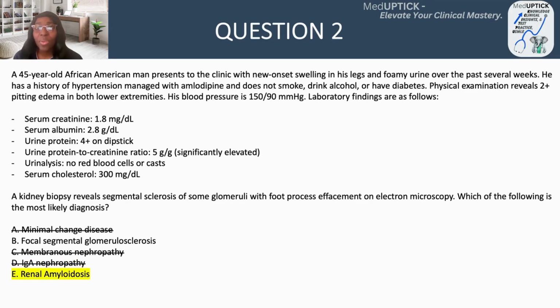E. Renal amyloidosis. Renal amyloidosis presents with nephrotic syndrome and kidney dysfunction consistent with the vignette. However, a biopsy would show amyloid deposits that stain positive with Congo red. Option E is ruled out. In conclusion, focal segmental glomerulosclerosis is the best answer to this question.